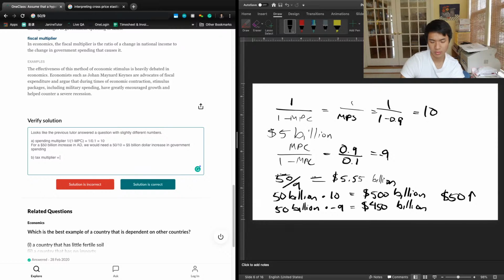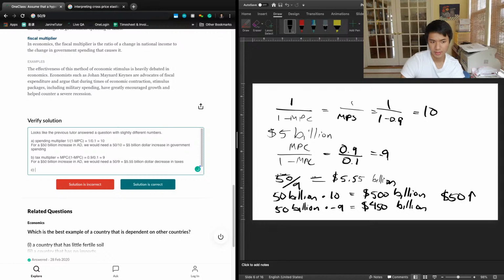Answer choice B says the tax multiplier is equal to MPC divided by 1 minus MPC, which is equal to 0.9 divided by 0.1, which is equal to 9. For a $50 billion increase in aggregate demand, we would need 50 divided by 9 equals a $5.55 billion decrease in taxes.